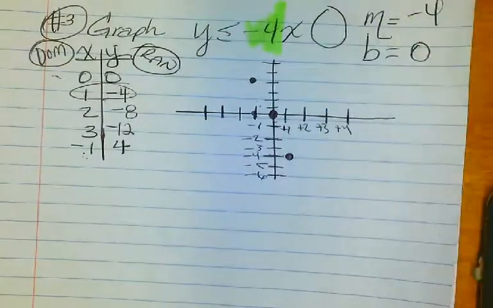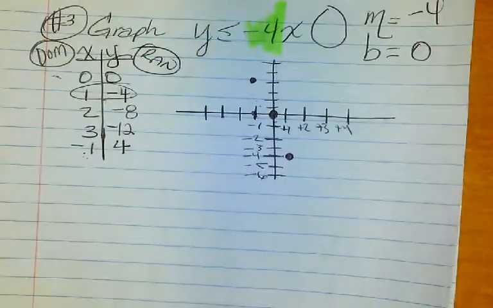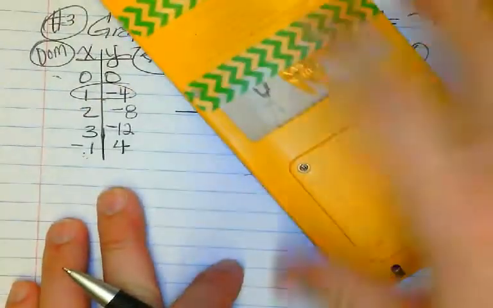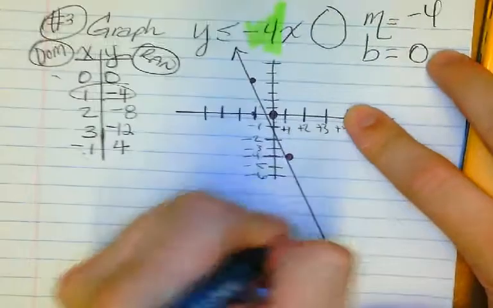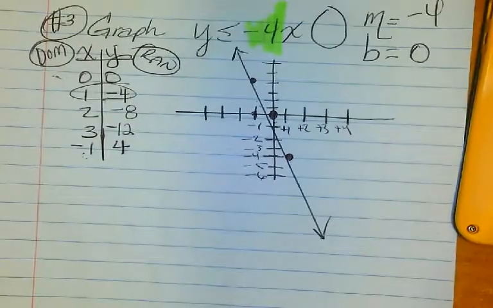All right. Now, once your line is all good, you got like 2 or 3 coordinate points on there. Now's the time to drop your calculator, make a straight line all the way through the points that you got, and then put your arrow markings on the end.